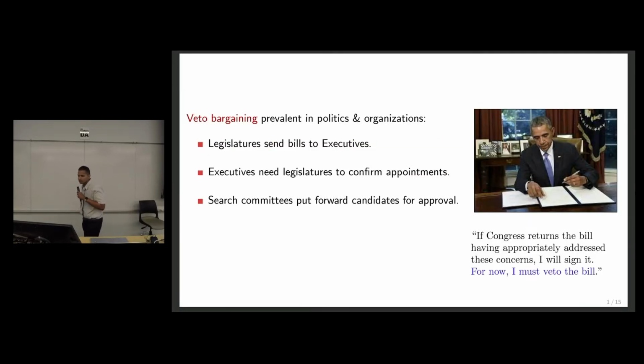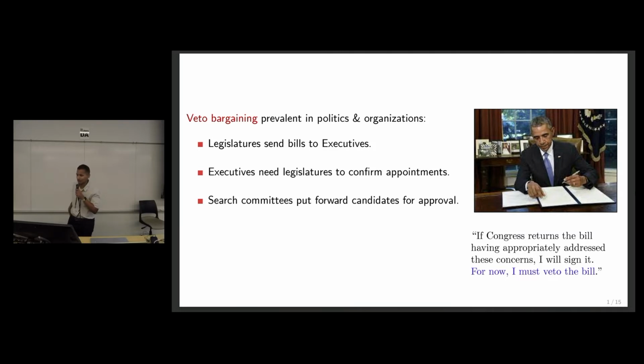We're thinking about the process of veto bargaining, which is used to understand negotiations that take place over politics, over policies by political organizations. You can envision a legislature that is sending bills to an executive that can choose to either accept or veto that bill. You can think about executives who are suggesting appointments for, let's say, a Federal Reserve Bank or a Supreme Court to a legislature to confirm or reject such appointments. Or you could think about search committees that put candidates for approval.